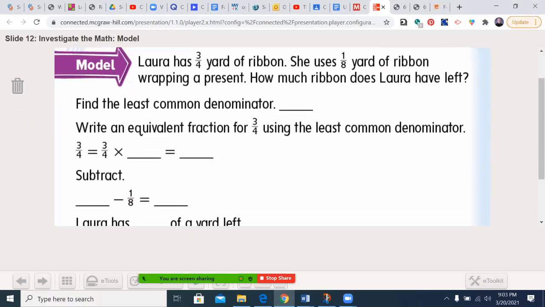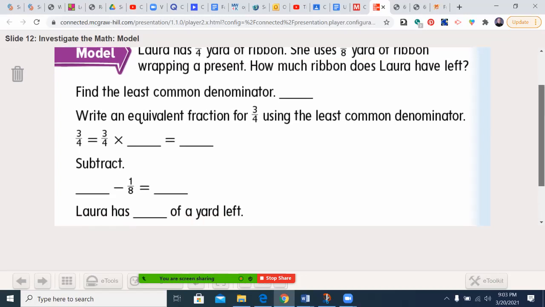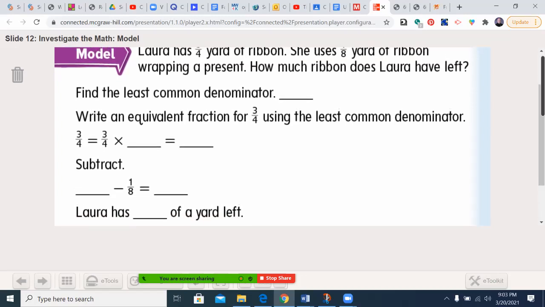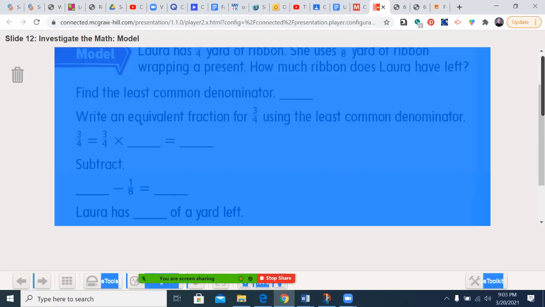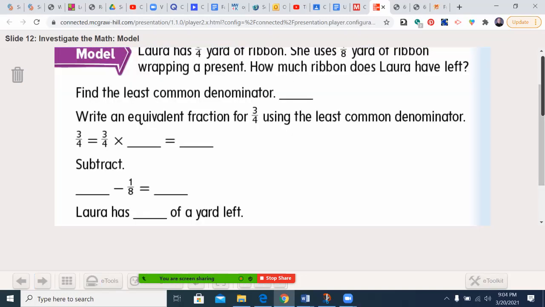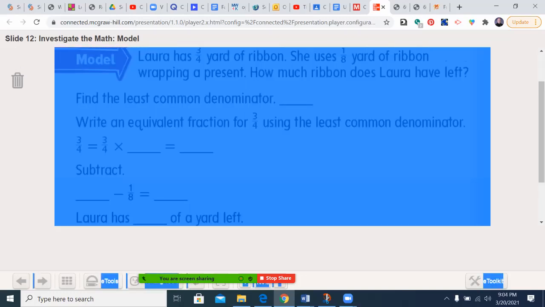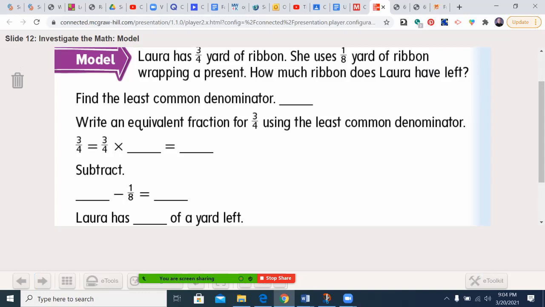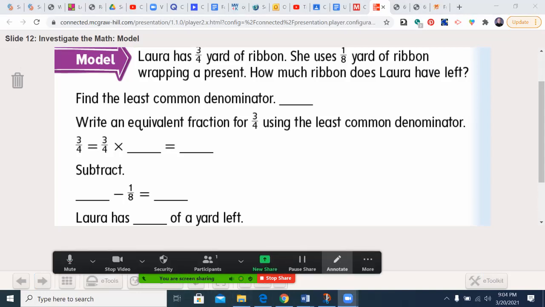We have a problem here. Laura has 3/4 of a yard of ribbon. She uses 1/8 of a yard of ribbon wrapping a present. How much ribbon does Laura have left?